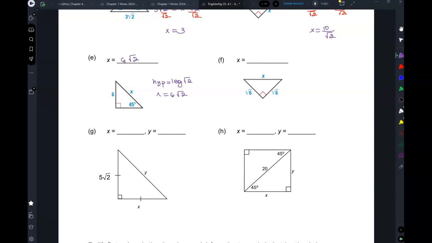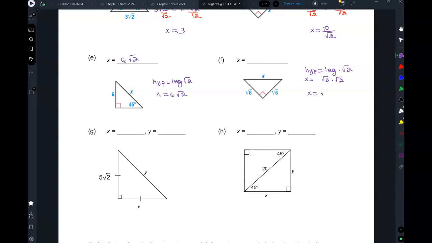Okay, what about this one? The hypotenuse is leg times root 2. Do you see how when I write this, it never confuses me? So whatever is marked, I put it in there without even thinking. Hypotenuse is x. What's the leg? Root 6. And then times root 2.